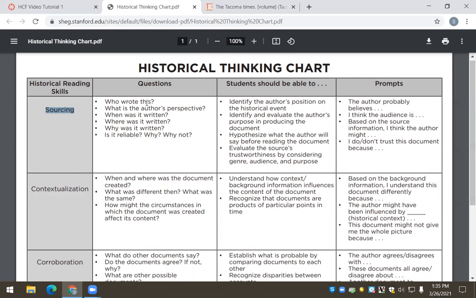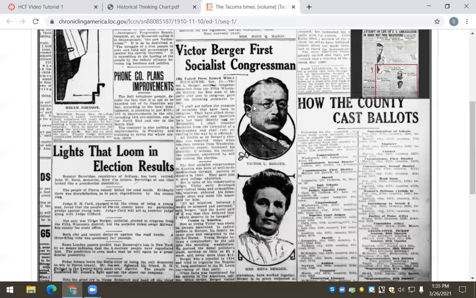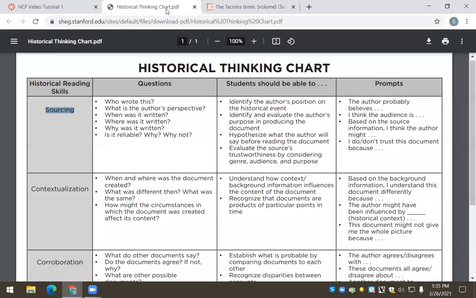So again, who wrote this? It was from the Tacoma Times, but it's by the United Press. All right, what is the author's perspective?